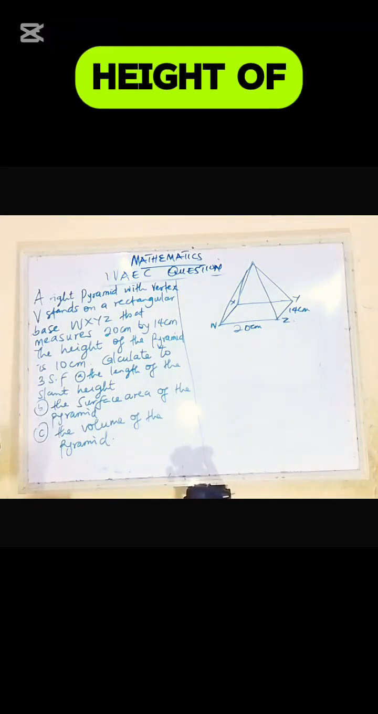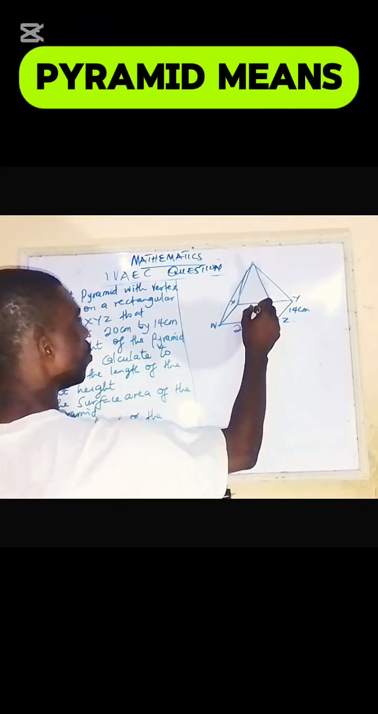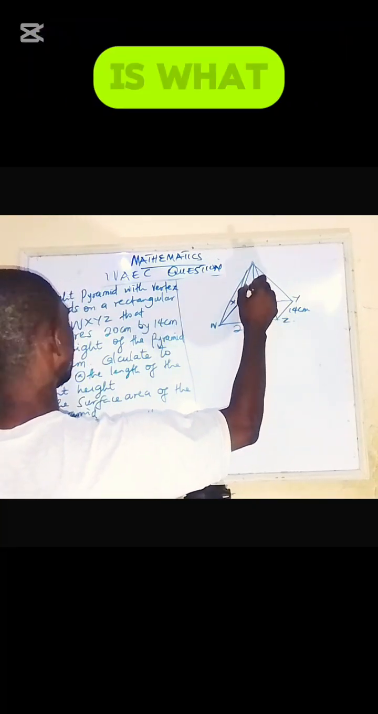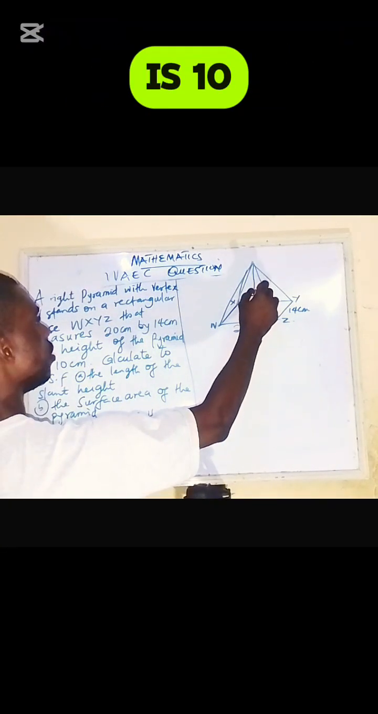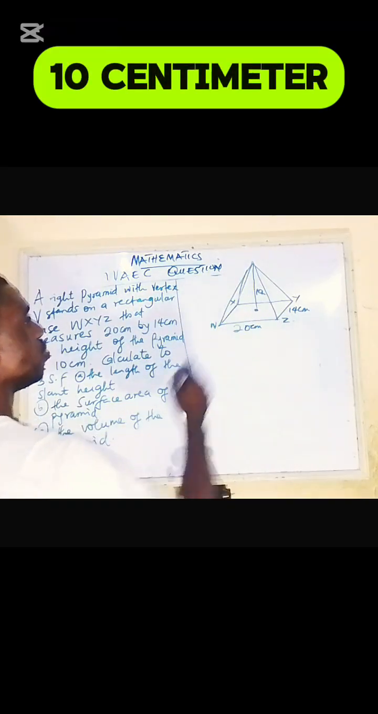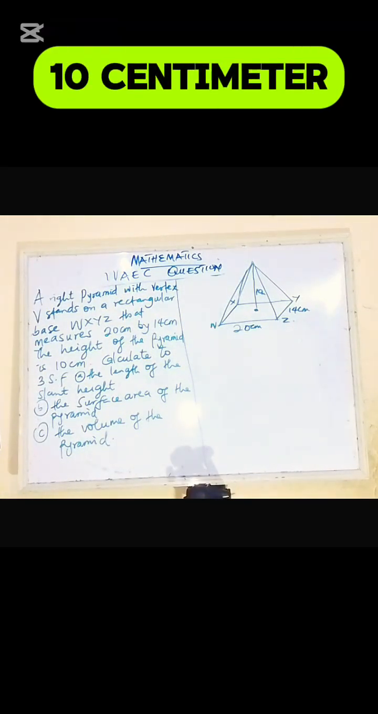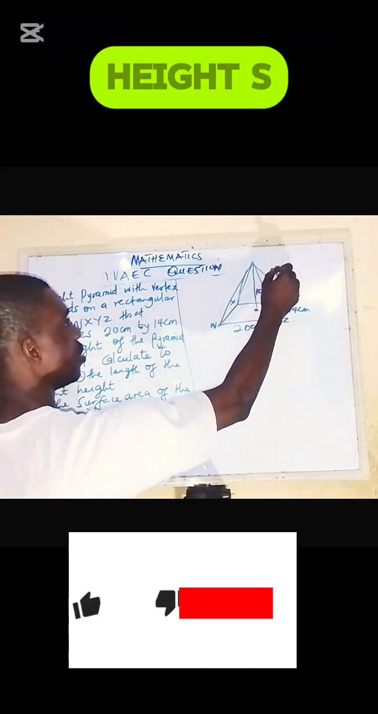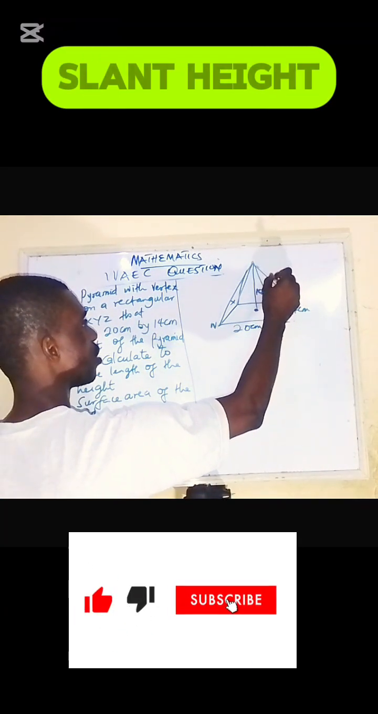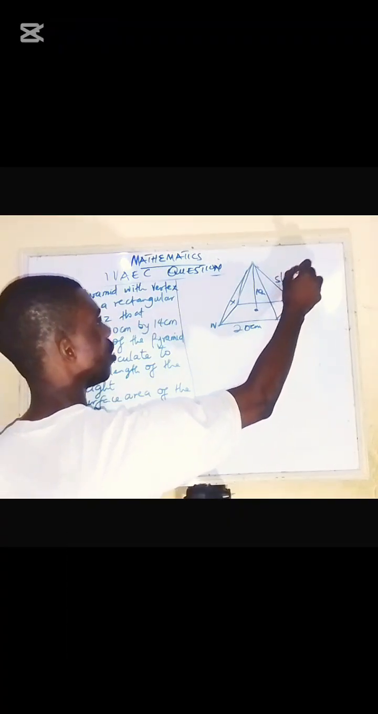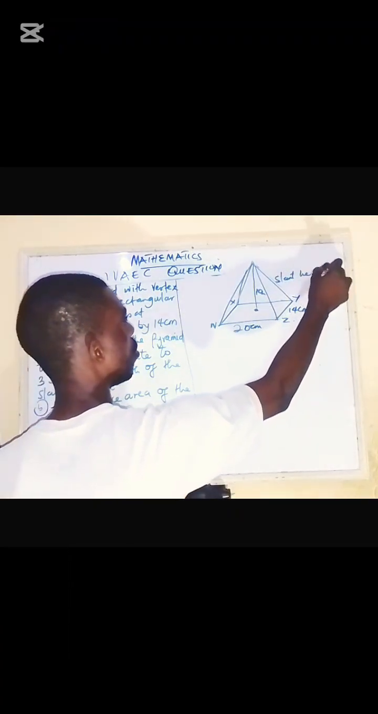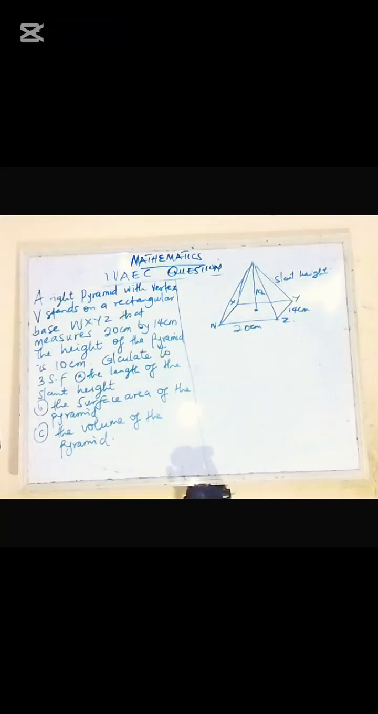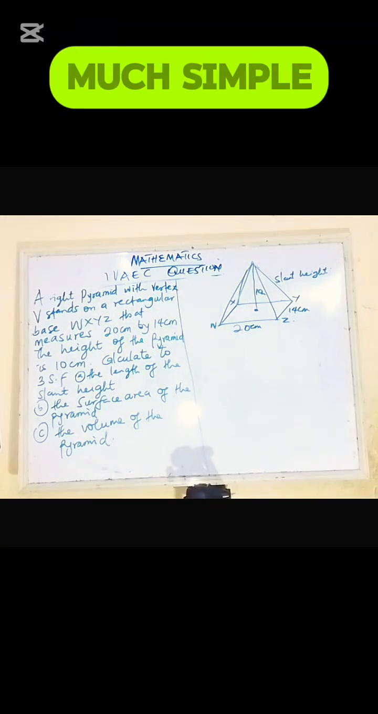Then the height of the pyramid means from here, the perpendicular height, from here to here. The height is 10 centimeters. Calculate to 3 significant figures the length of the slant height. This is the slant height, S, this side. Which is very simple.